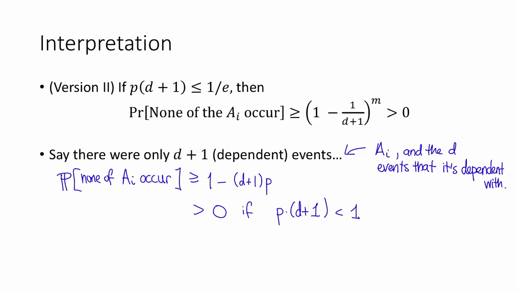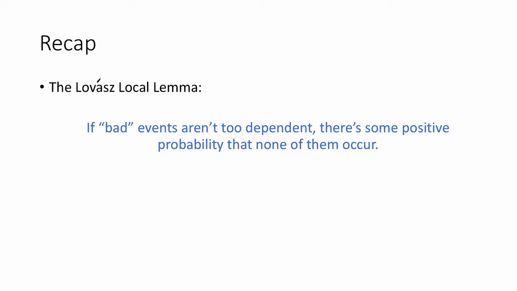To recap, the Lovász local lemma says that if a collection of bad events aren't too dependent, meaning that the dependencies are somewhat local, then there is some positive probability that none of those bad events occur. We started this discussion with the motivating example of k-SAT, where the bad events are unsatisfied clauses. So what does the Lovász local lemma imply for k-SAT? Qualitatively, it implies that if no clause shares variables with too many other clauses, then the formula is satisfiable. Quantitatively, well, we'll work it out in class.